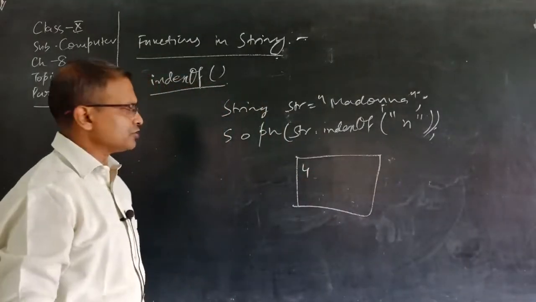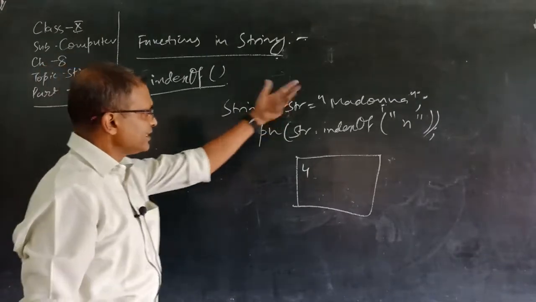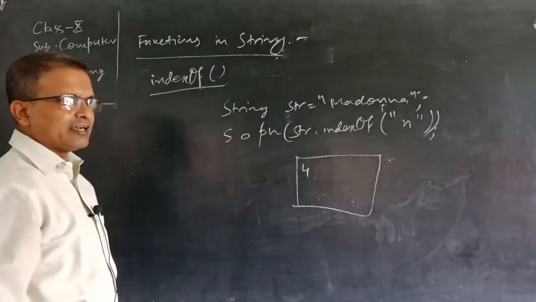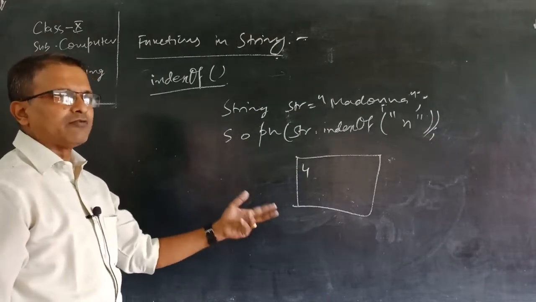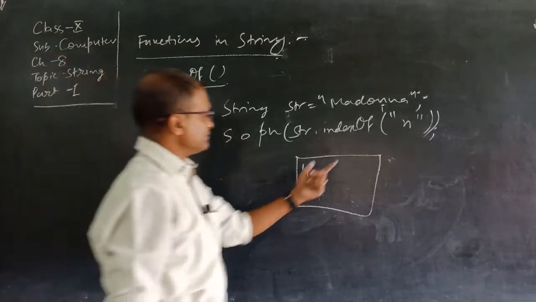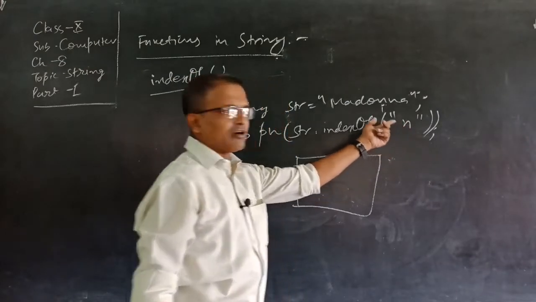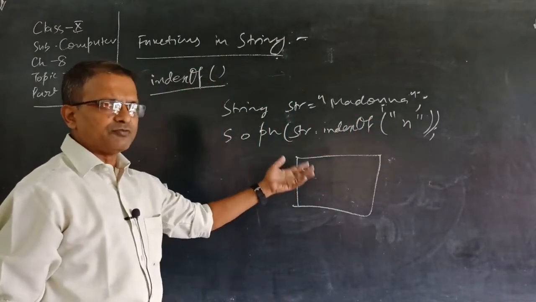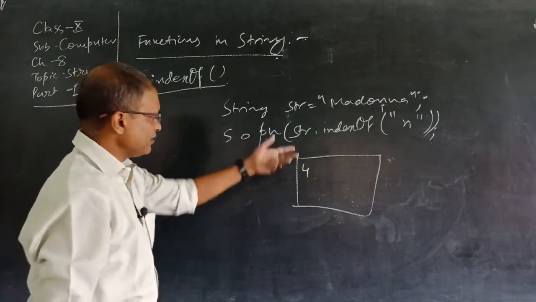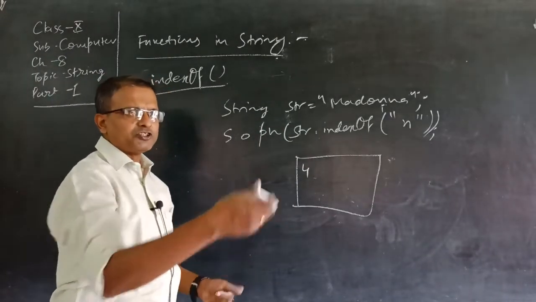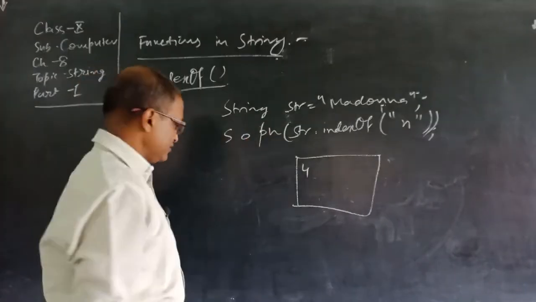Now here comes a question: how to find the next position of the given character? For that we will have to use the second format of the indexOf function that accepts two parameters. The first indexOf function accepts only one parameter, the string or character to be searched, but the second format is for finding further positions that occur in the given string.